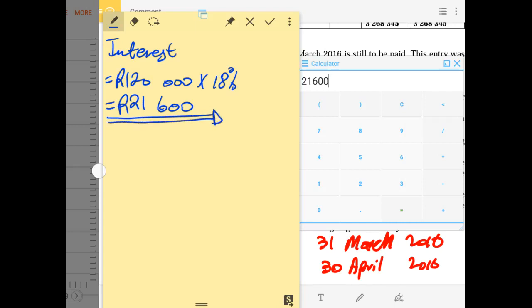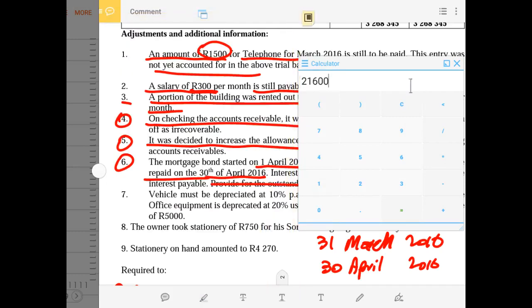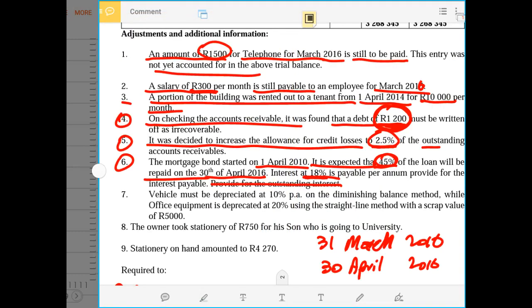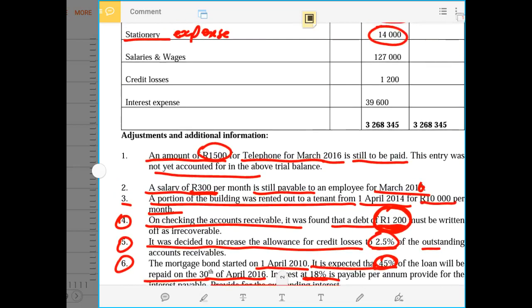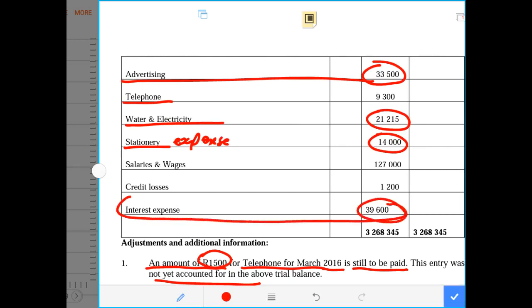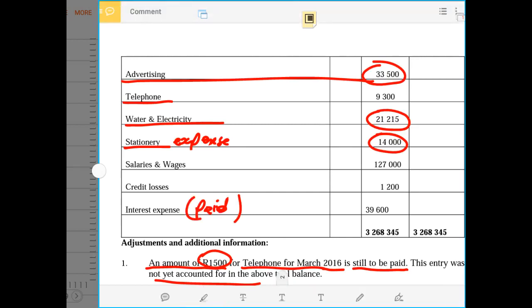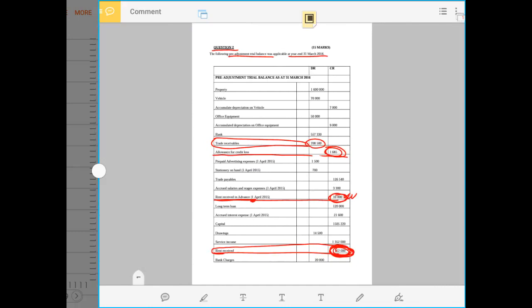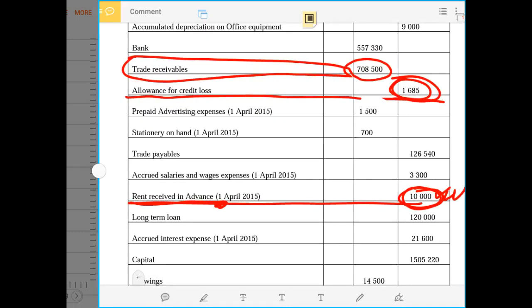So now we first have to check if we overpaid or underpaid the interest. Let us check based on our interest that we have. We have interest expense that was paid of 39,600. This is what was paid already, during the current year. However, last year there was interest expense that was accrued, and the interest expense that was accrued was an amount of 21,600 rands.